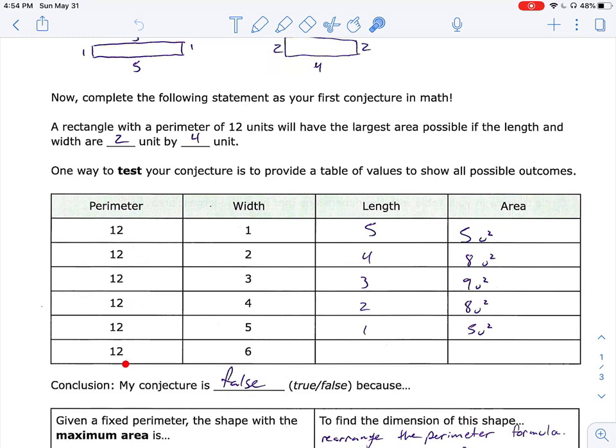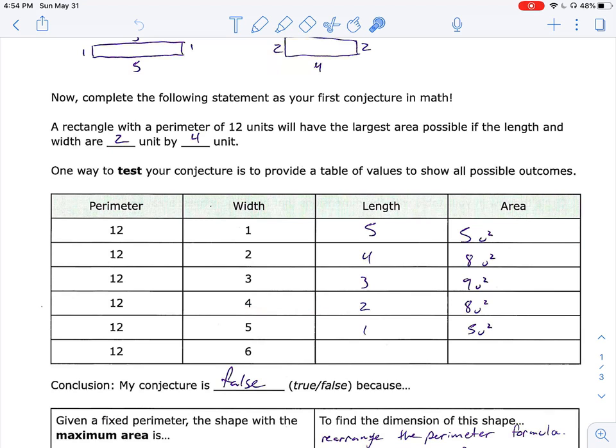So the perimeter is 12. Okay, well, the dimensions of width and length: if my width is 1, my length will be 5, right? 1 and 1 is 2, 5 and 5 is 10, which is the example up here. The area of that would be 5 units squared. With a width of 2, my length would be 4, multiplied together gives my area of 8. A width of 3, a length of 3 would give me an area of 9.